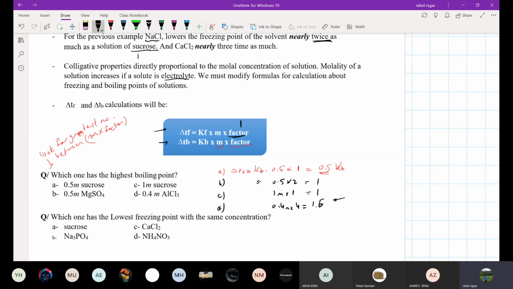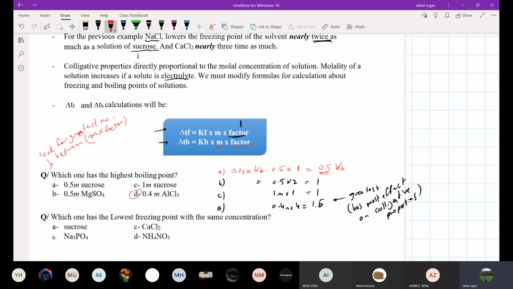So this is greatest. So it has the most effect on colligative properties. That's why the answer is D.